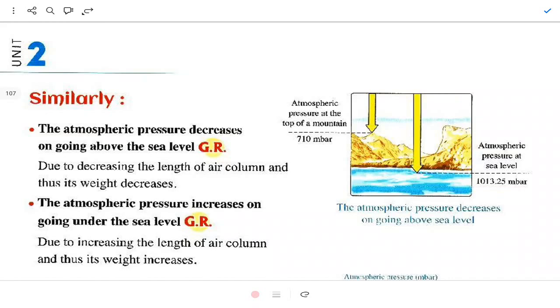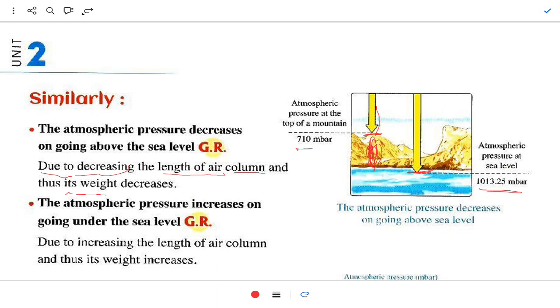Similarly, the atmospheric pressure decreases on going above the sea level. So if you measure the pressure here, it would be 710 millibar. But if you measure it at sea level, it would be 1000 millibar. So what happened here? Due to the decrease in the length of the air column, its weight decreases.